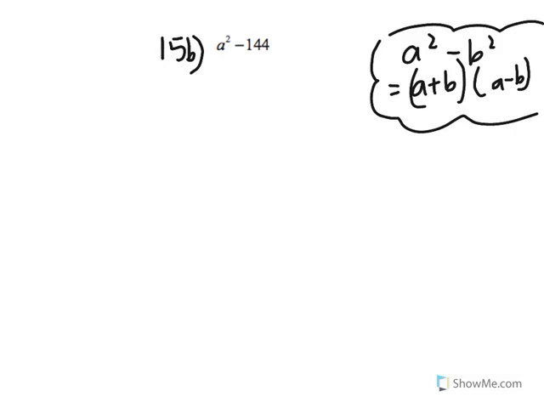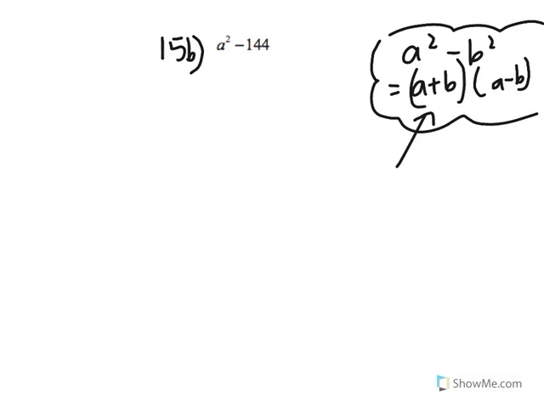Alright, question 15b. Before you do this question, you've got to refer to this note over here. Now, this is an identity. It's something you should know. Basically, what it says is that a squared minus b squared can be factorized into the form a plus b and a minus b.